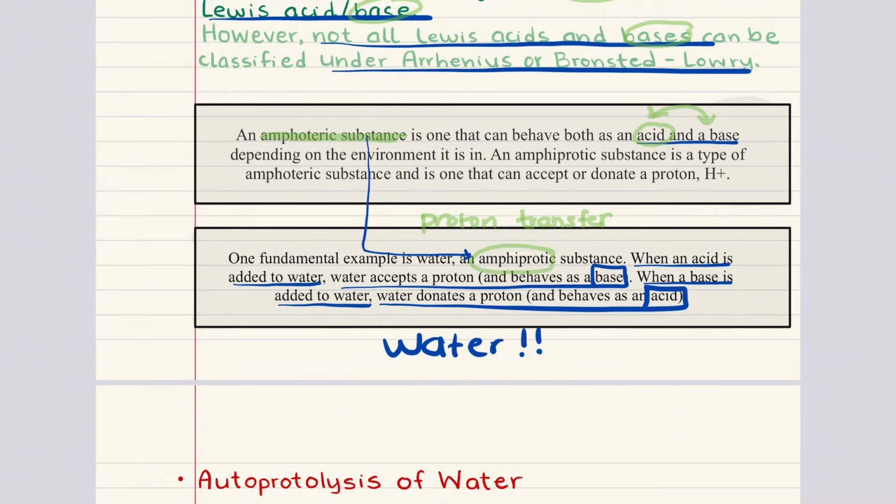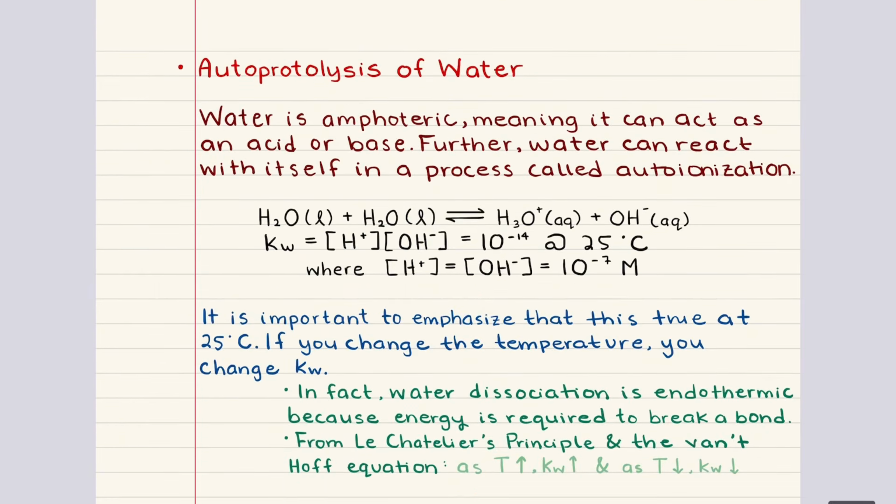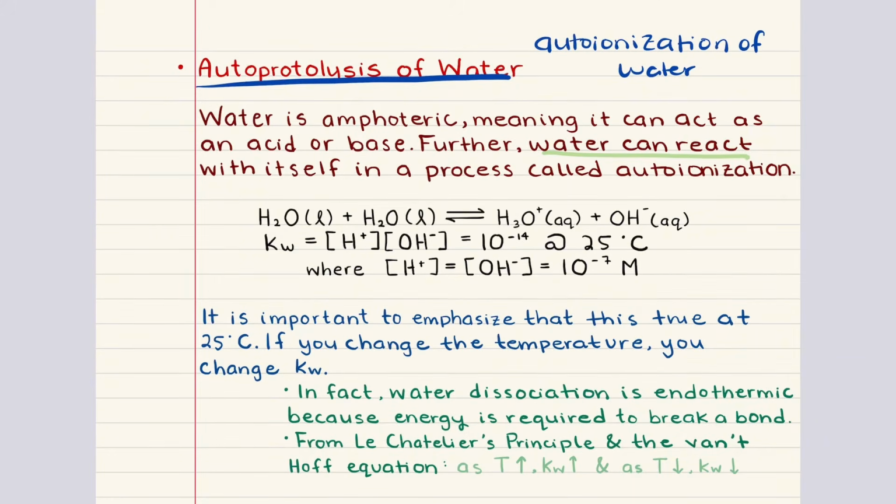Now that we've talked about how water can act as both an acid and a base, we're ready to cover a process called the autoionization of water. This is also sometimes referred to as autoprotolysis. This is a reaction that happens when water molecules interact with each other and exchange protons. So here's what's really happening. One water molecule donates a proton to another water molecule. That means one acts as an acid and the other one acts as a base.